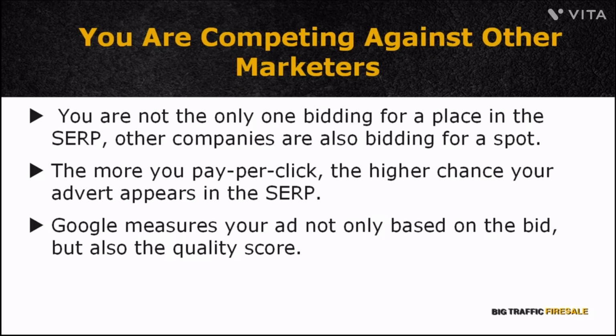The more you pay per click, the higher chance your advert appears in the SERP. However, unlike real-life bidding, it's not just the highest bid for price that is taken into account for the projection of your ad. Google also measures your ad by quality score, which we will unravel in the next chapter.